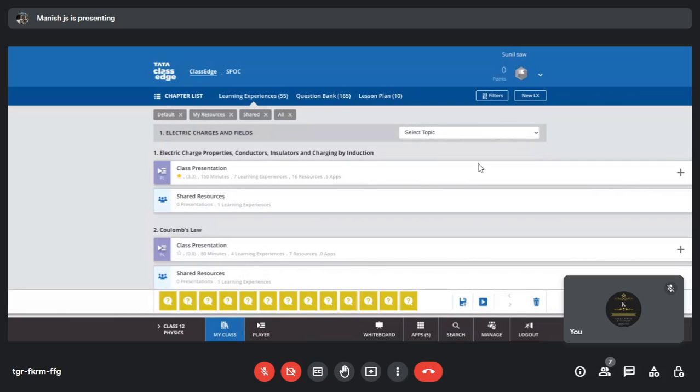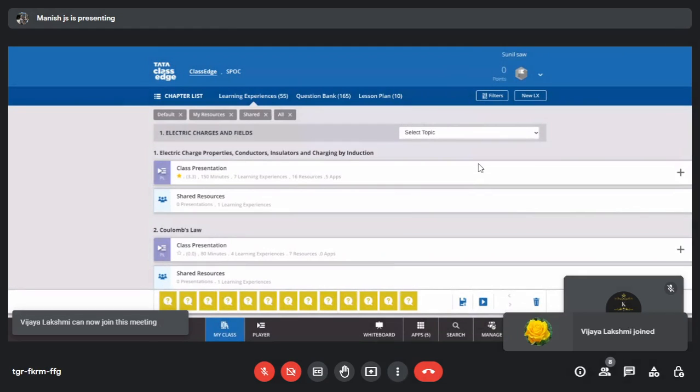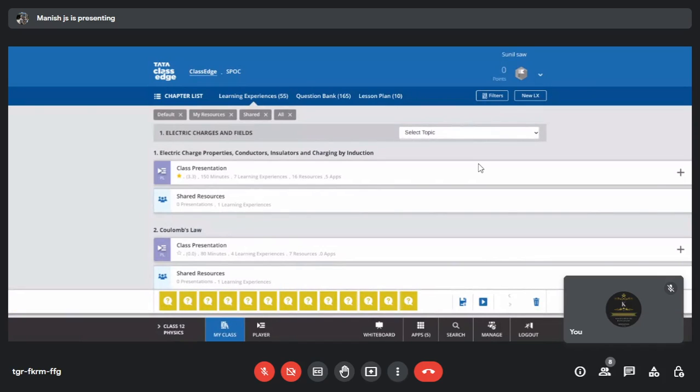Okay. Can you give me real life examples? Charging by friction: a glass rod rubbed by a silk cloth. That's correct. By conduction: you bring one charged pith ball next to another uncharged pith ball and bring it in contact. Then the other also gets charged. Yes, that is one way.